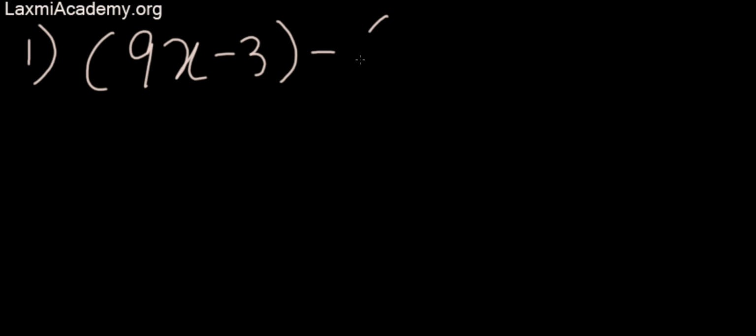Let's see how to subtract polynomials, and let me start with an example: 9x minus 3 minus 6x plus 2. So here we are subtracting 6x plus 2 from 9x minus 3. There are different ways to subtract polynomials, and I'm going to show all of them, and you can select whichever is easier for you. So here the negative sign is like -1.